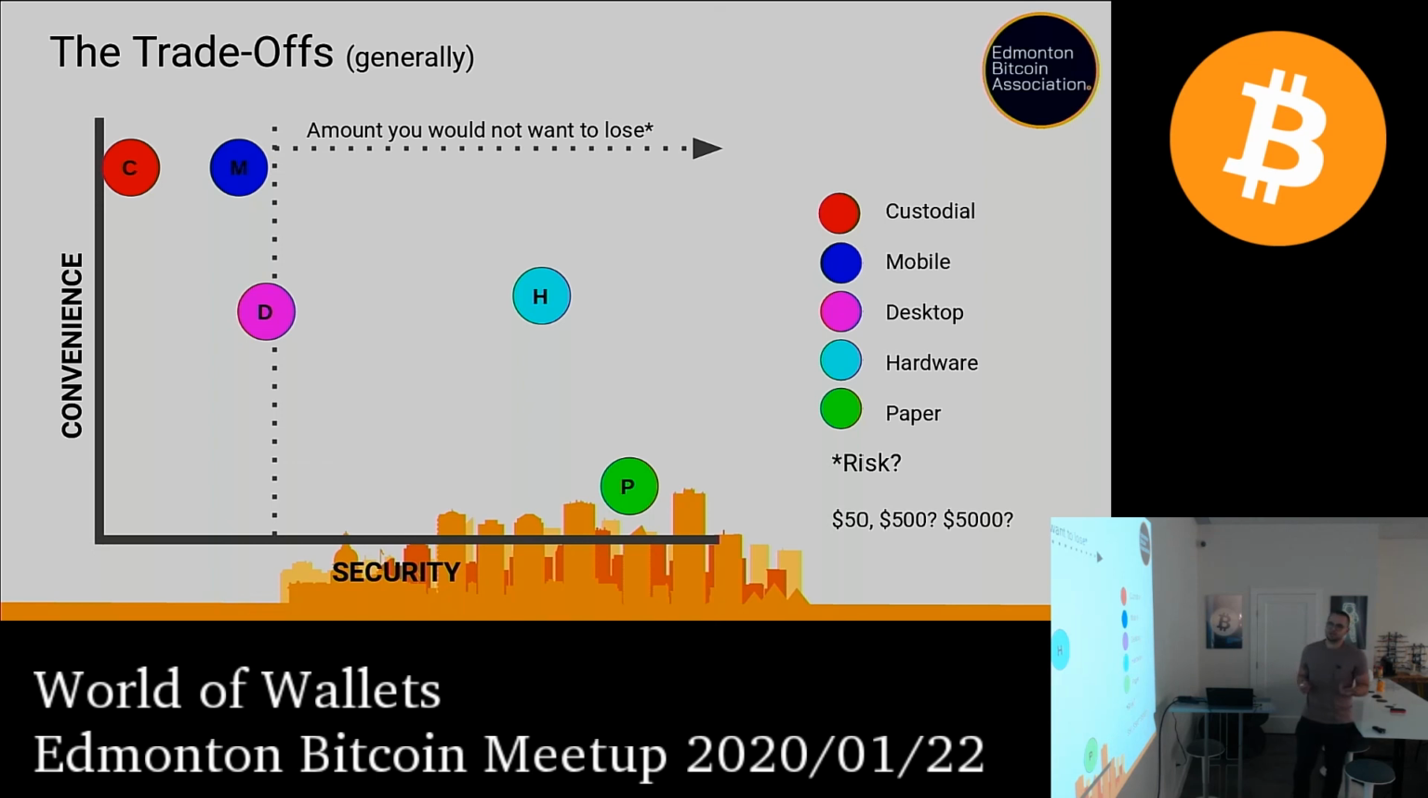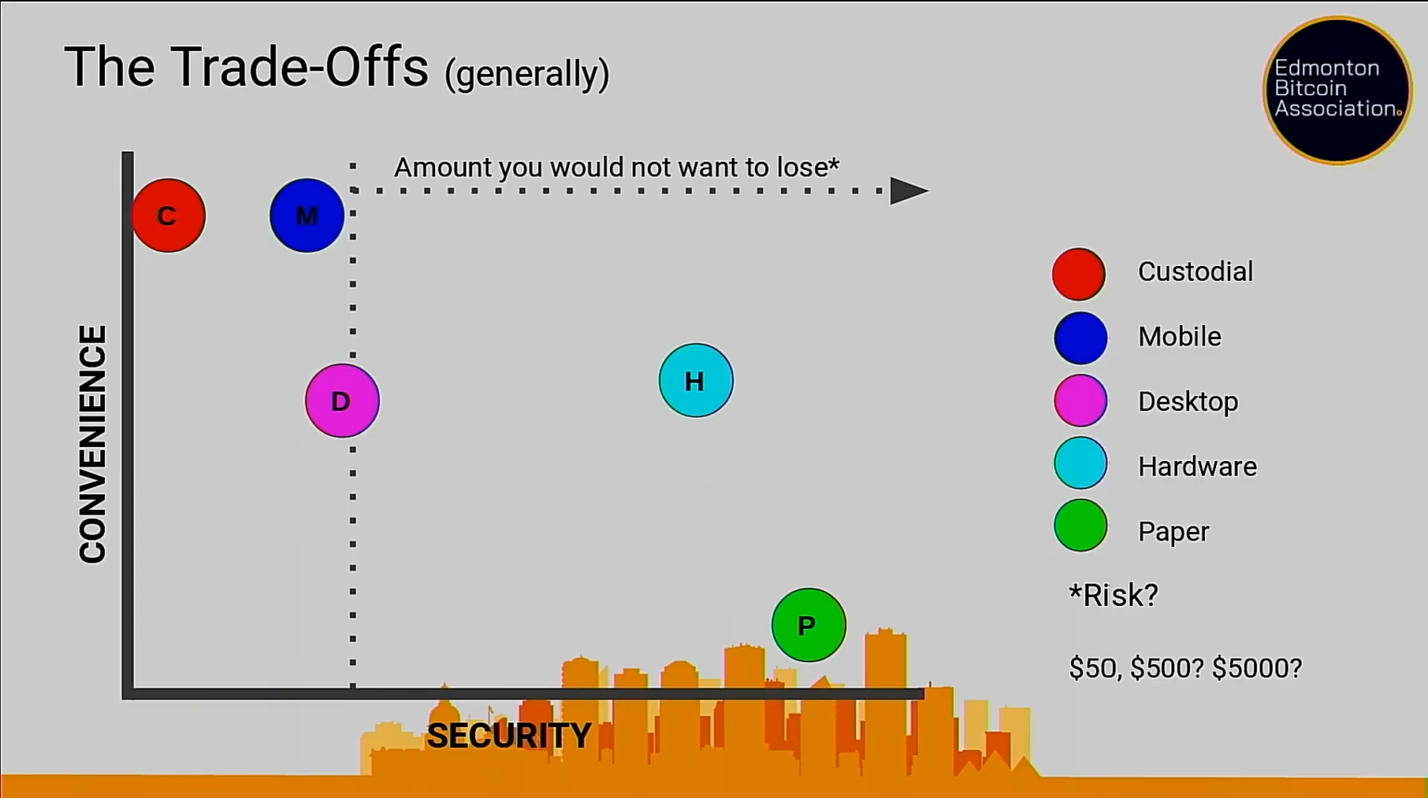And trade-offs generally is one between convenience and security. So this is just kind of my opinion of things. Everyone is going to have these in different places. But in most cases, the more money that you have that you're risking, the more steps or precautions you want to take to be able to secure that.